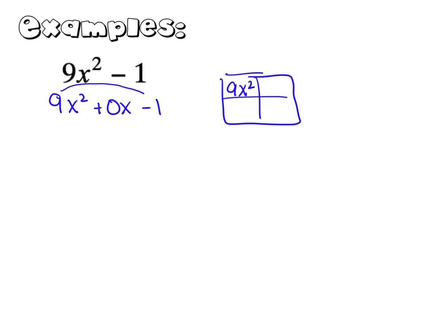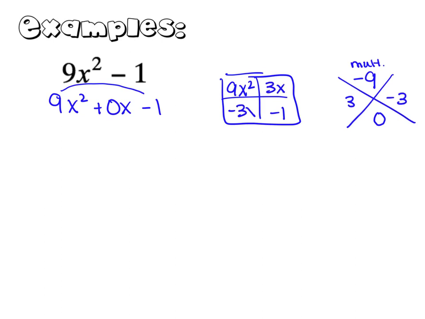9x squared was my first term, -1 was my last term. If I multiply those together, I get -9. So I need two things that multiply to -9, but add up to nothing in the middle. There was no x term. Those two numbers would have been 3 and -3. So we get 3x and -3x.